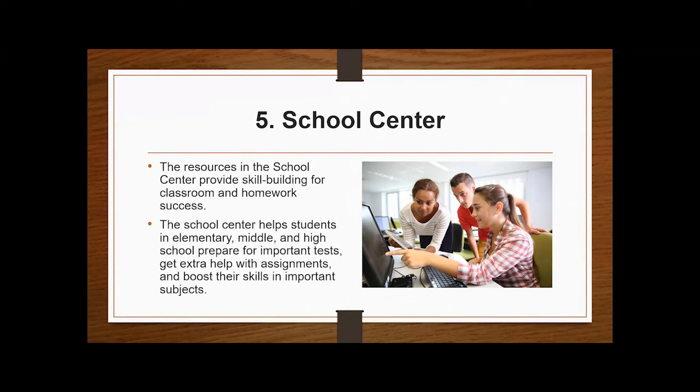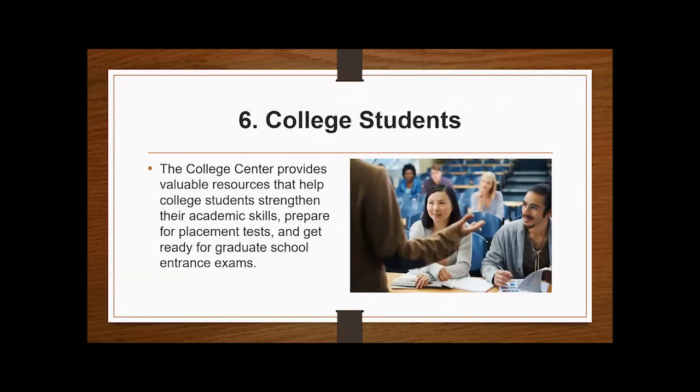The fifth one is a school center, and that includes skill building, and it helps students in elementary, middle, and high school prepare for important tests, get help with assignments, and boost their skills. The sixth choice you could do is the college center. This is resources that can help college students strengthen their academic skills, prepare for placement tests, and get ready for graduate school entrance exams.